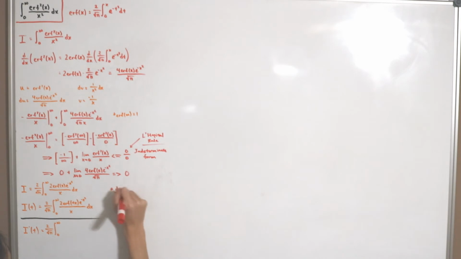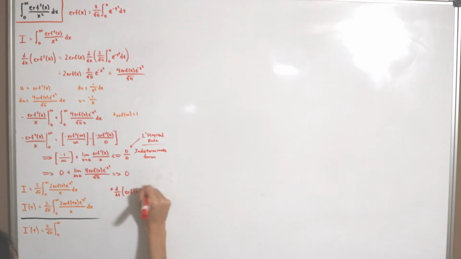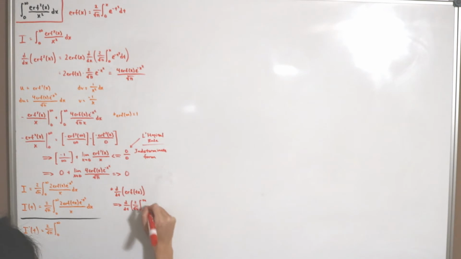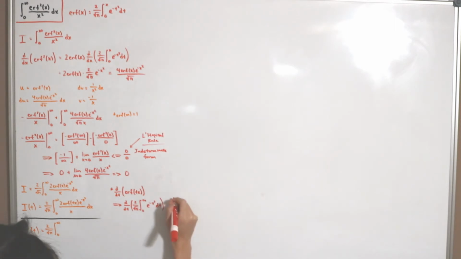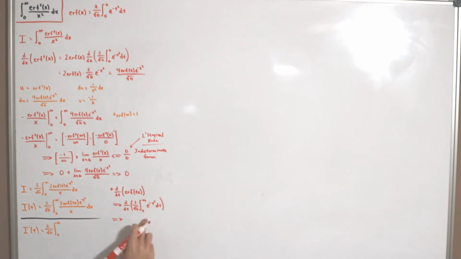Okay, so let me write this over. d/dt of erf of t times x. So I can write that as d/dt of 2 over the square root of pi, multiplied by the integral from 0, and the top bound is t times x, of e to the negative t squared dt. So when I differentiate this integral, we can just use the fundamental theorem of calculus.